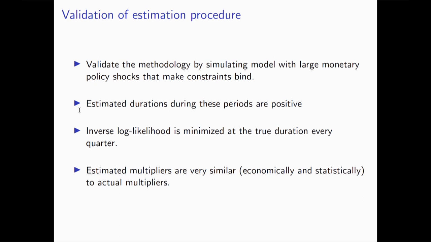What we have been able to do is estimate positive durations for these periods where the capacity constraint is binding, as you would expect. We have shown that the inverse log likelihood is minimized at the true duration every quarter, and we have estimated multipliers in each of these quarters that are very similar to the actual multipliers that come from the simulation of the actual shocks in the model, okay? So the procedure works well, okay?